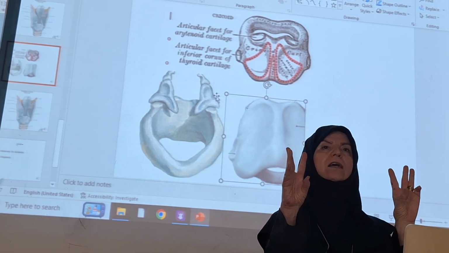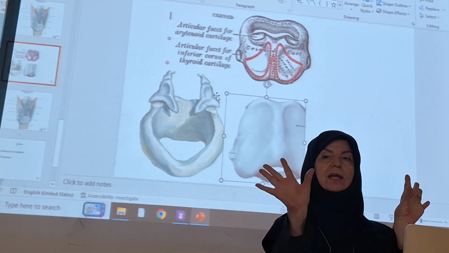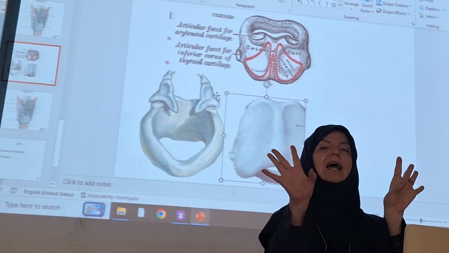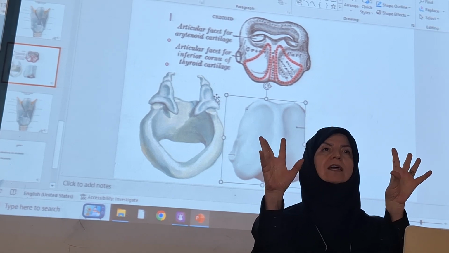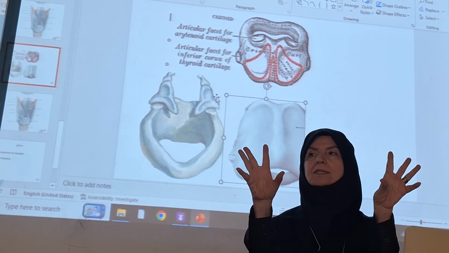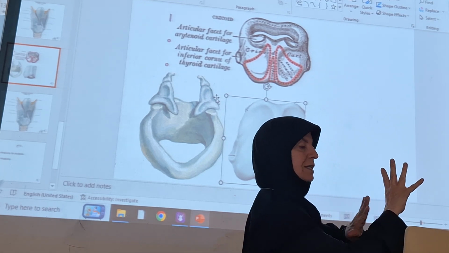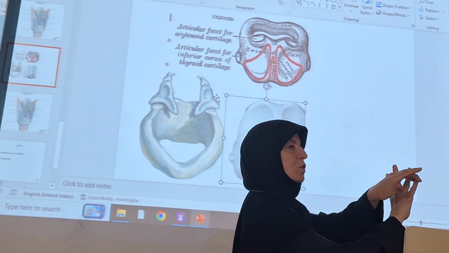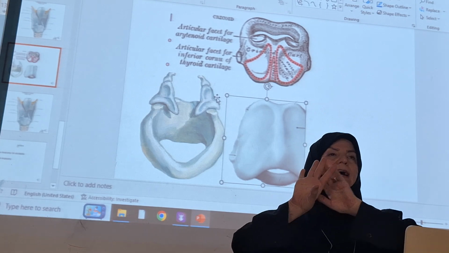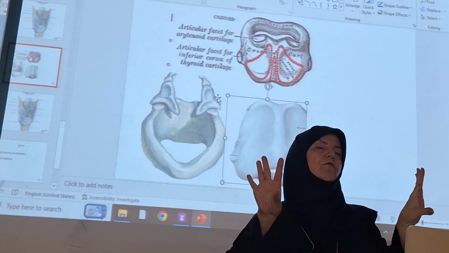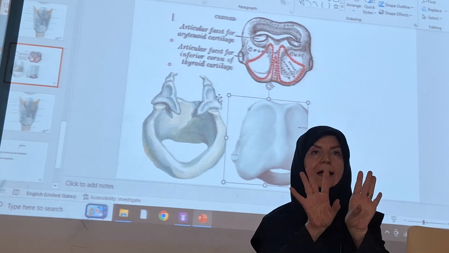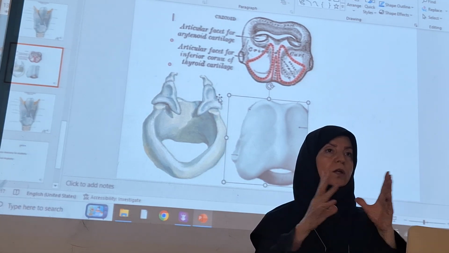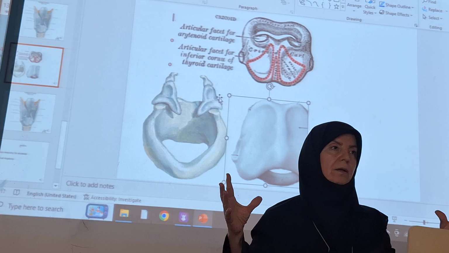When the arytenoid rotates laterally, if we imagine here we have the vocal process and here, this little finger, is the muscular process, then this muscle attaches here and rotates the arytenoid laterally, okay? So the vocal cords go far from each other and the larynx opens, okay?